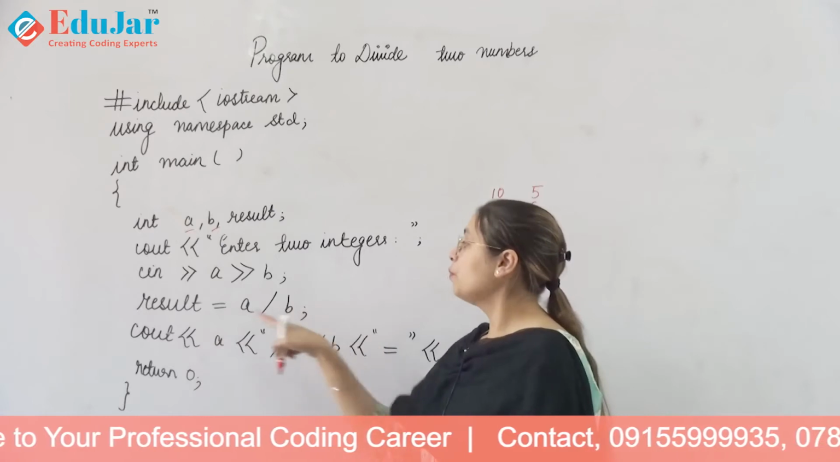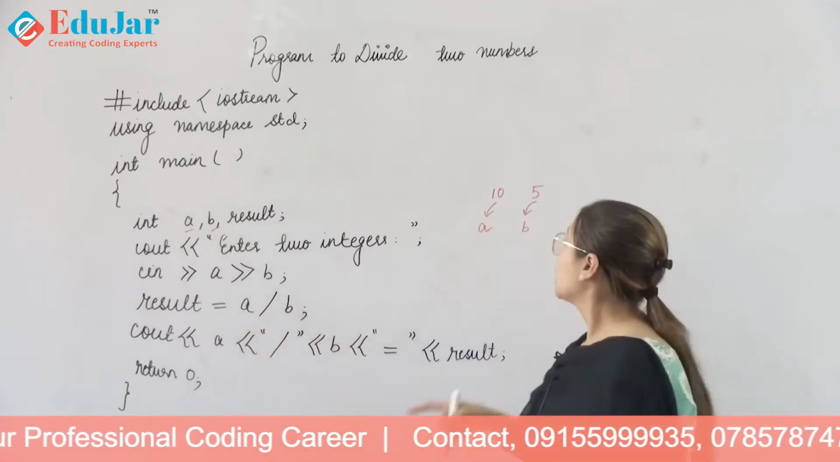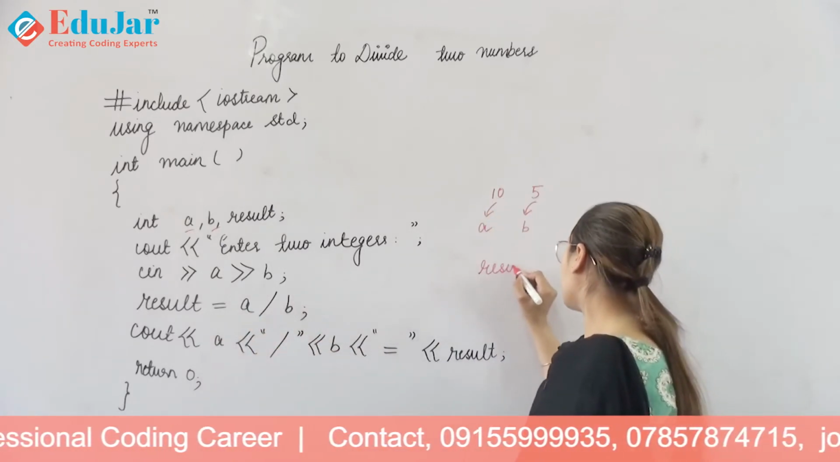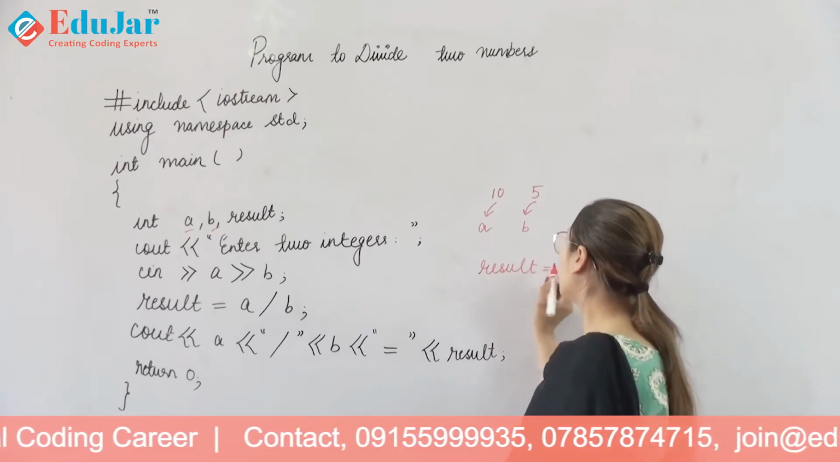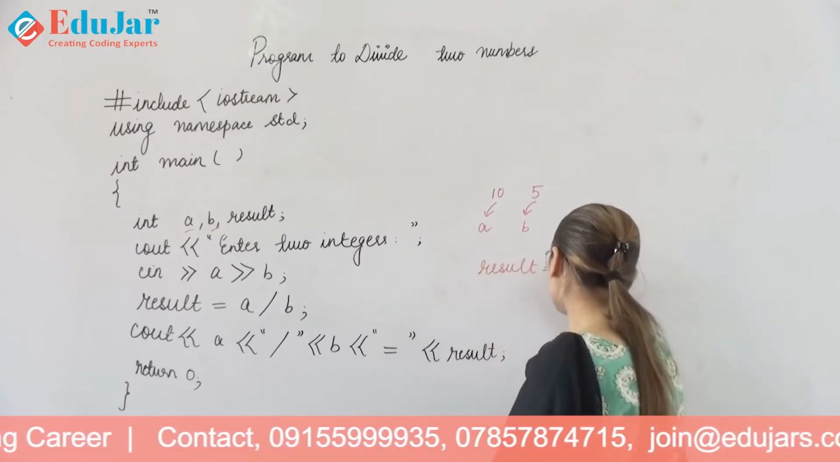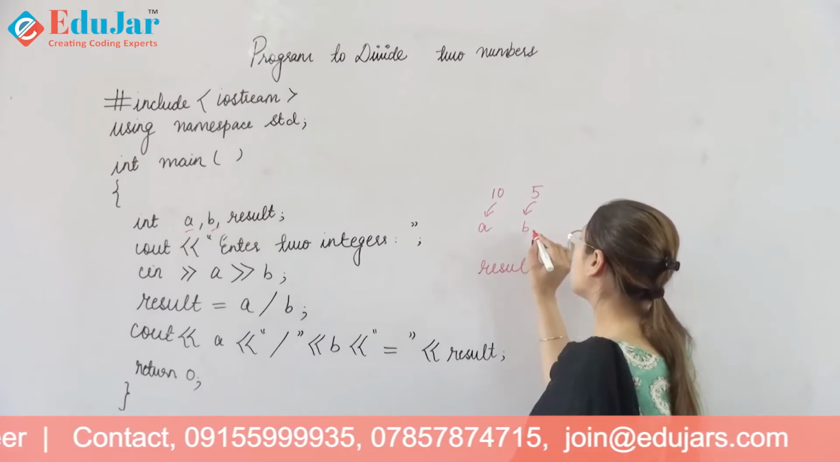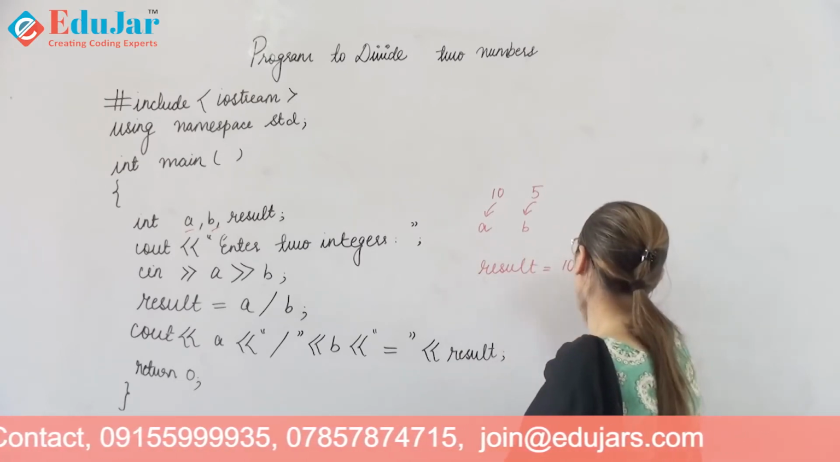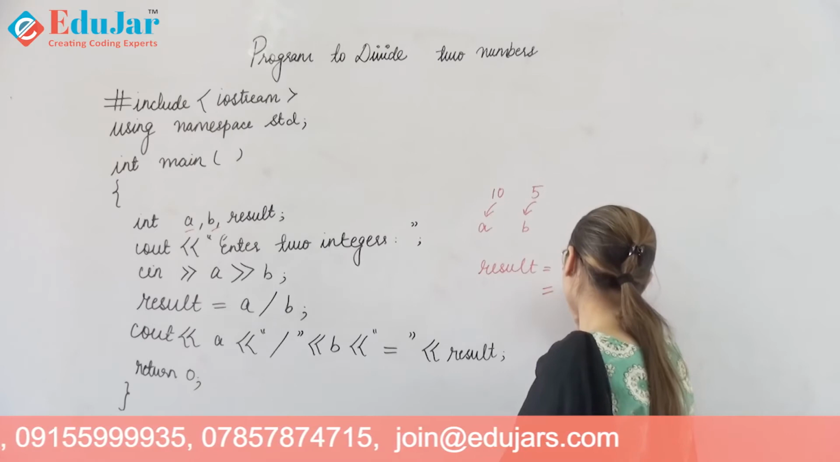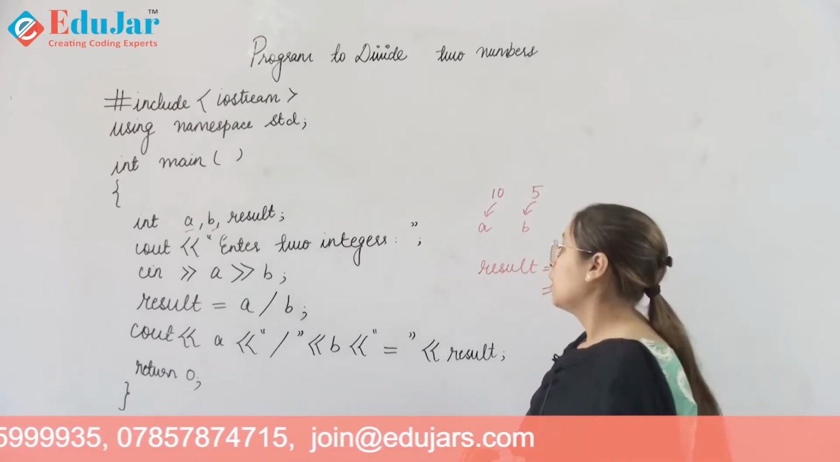Then we will perform result is equal to a by b. So result is equal to a by b. What is the value of a? The value of a is 10, divided by b. What is the value of b? It is 5. So the result will get a value of 2 here.